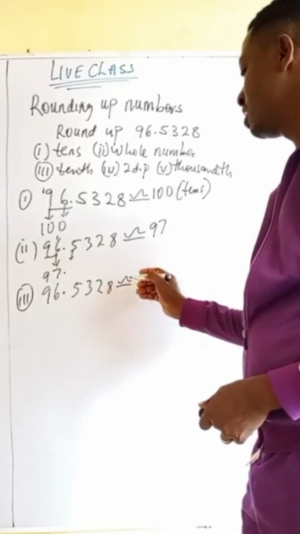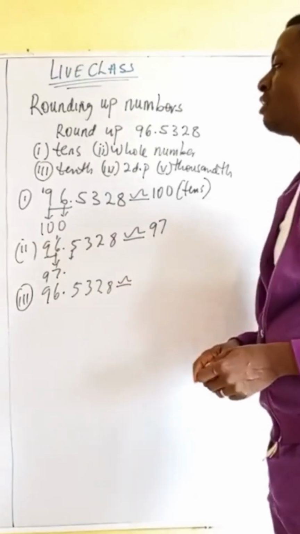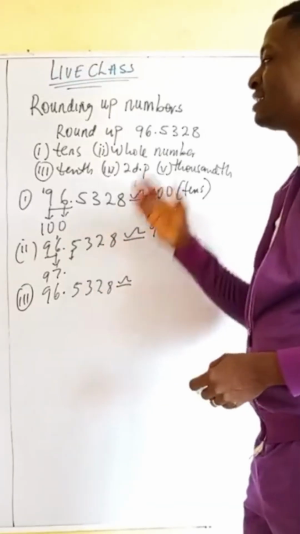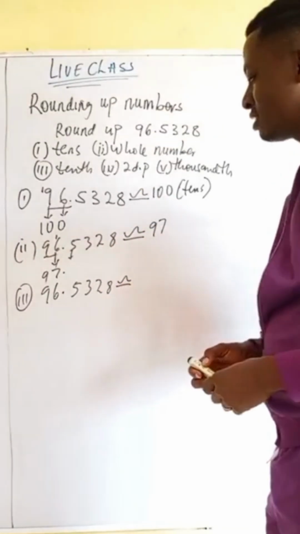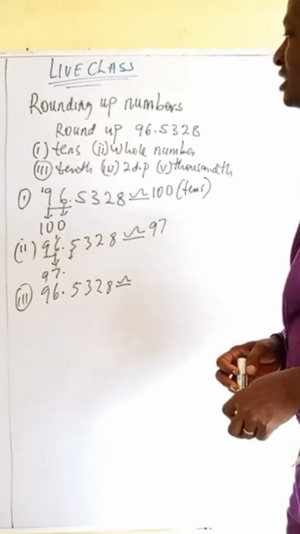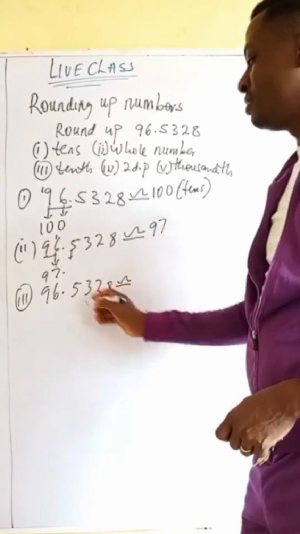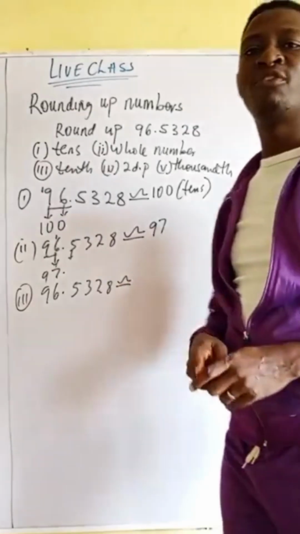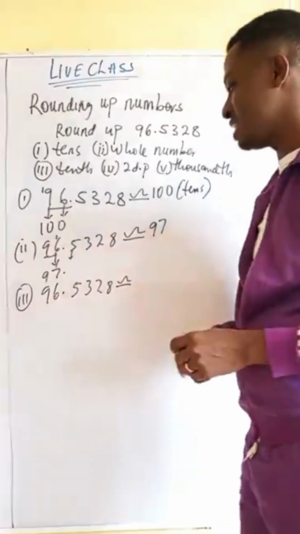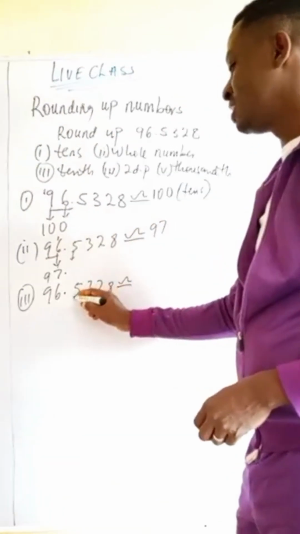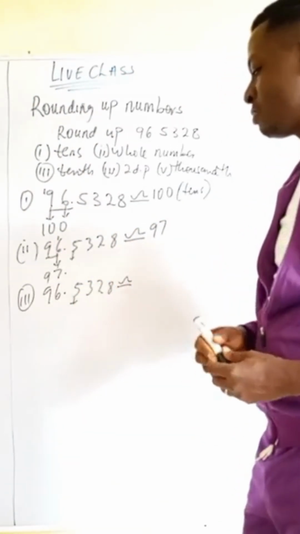96.5328. We are rounding up to the nearest tenth. So what number represents tenth? Don't forget we have said that the first place value after the decimal point is what? Is tenth. So this is the tenth. We are rounding up to this one. So which one are we supposed to consider?